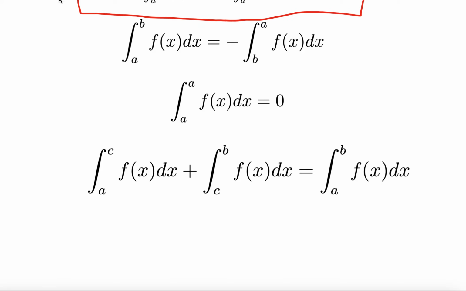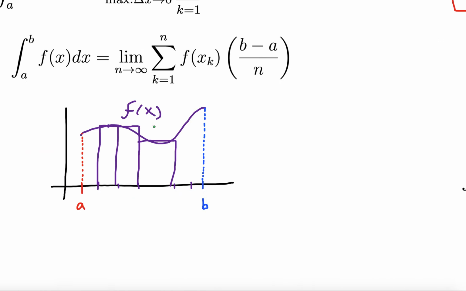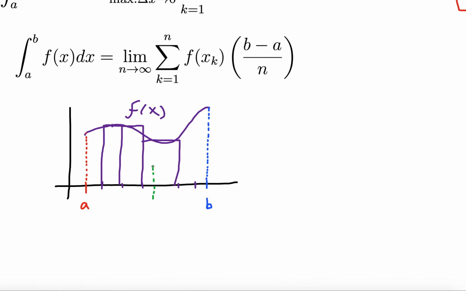And finally, what I call succession or transitivity: the integral from a to c of f plus the integral from c to b of f together is the integral from a to b. And this makes sense because if we put down a c somewhere in between a and b, then the area of this function from a to c added to the area from c to b should give us the total area from a to b and cut out the middleman.